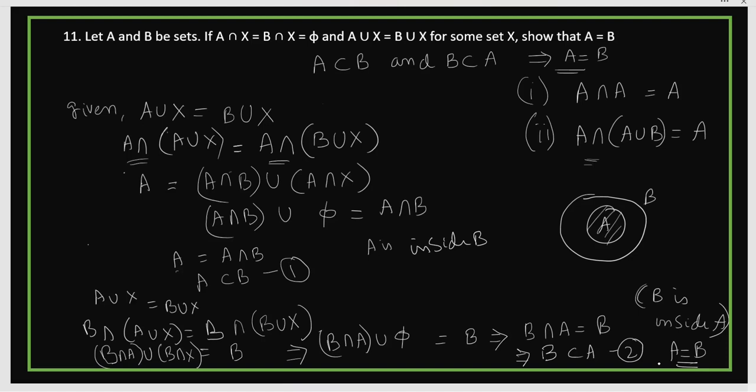This is the approach. These are the things given, and we have to show A equals B. For showing A equals B, we are going to prove A is a subset of B and B is a subset of A. Then A is equal to B. Now given these things, we add A intersection on both sides, and after some maneuvering, we prove A equals A intersection B. That means A is completely inside B, so A is a subset of B. Similarly, B is a subset of A. So we can prove A equals B.